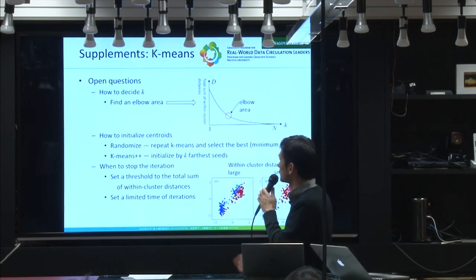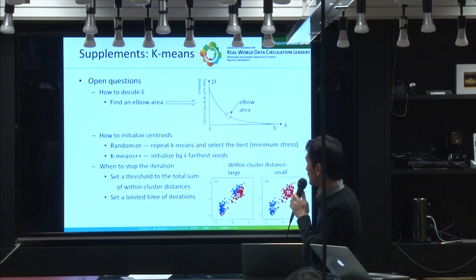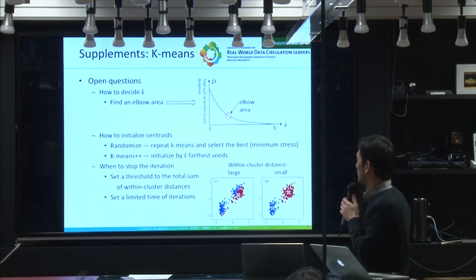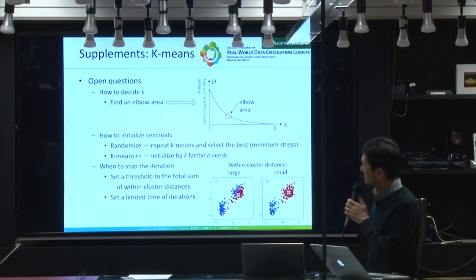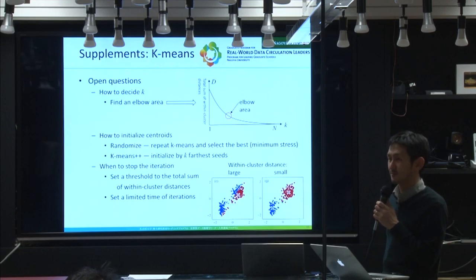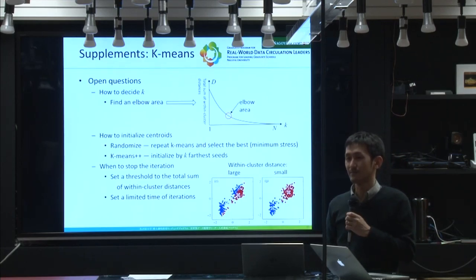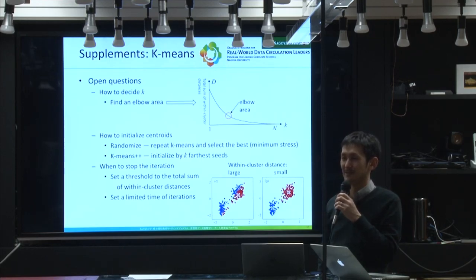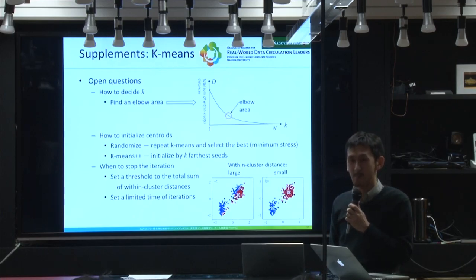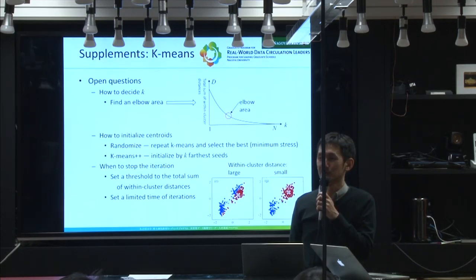So third question, when to stop the iteration. We also have two solutions. One is to set a threshold on the total sum of within-cluster distances. The other is to set a limit on the number of iterations. But I don't know which is better. Trial and error. Okay, that's all for k-means. Do you have comments, questions?